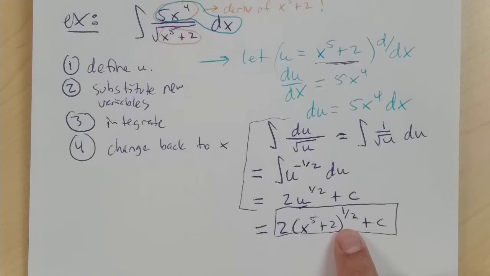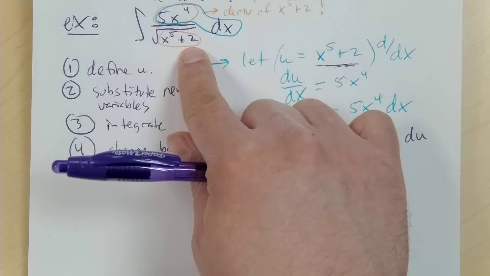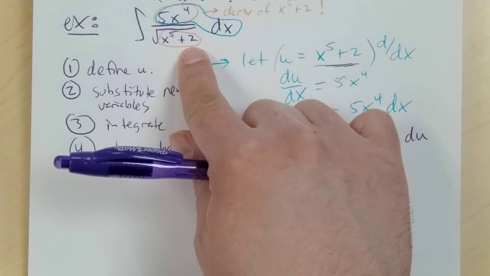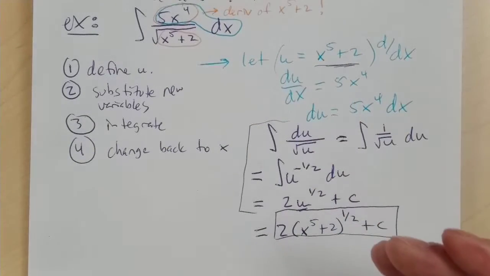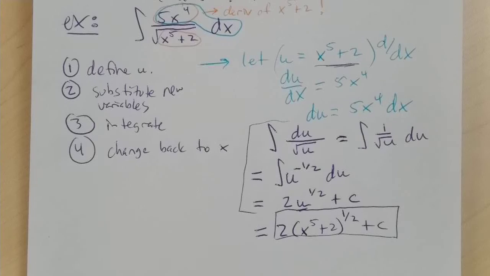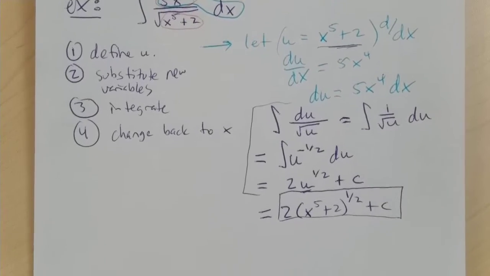This is the antiderivative of this goofy looking thing. And again, it's very hard to kind of look at that and say, oh, this is my answer. So maybe you'll get there, but for now, u-substitution is the way to go. Okay? Here's a couple other examples.